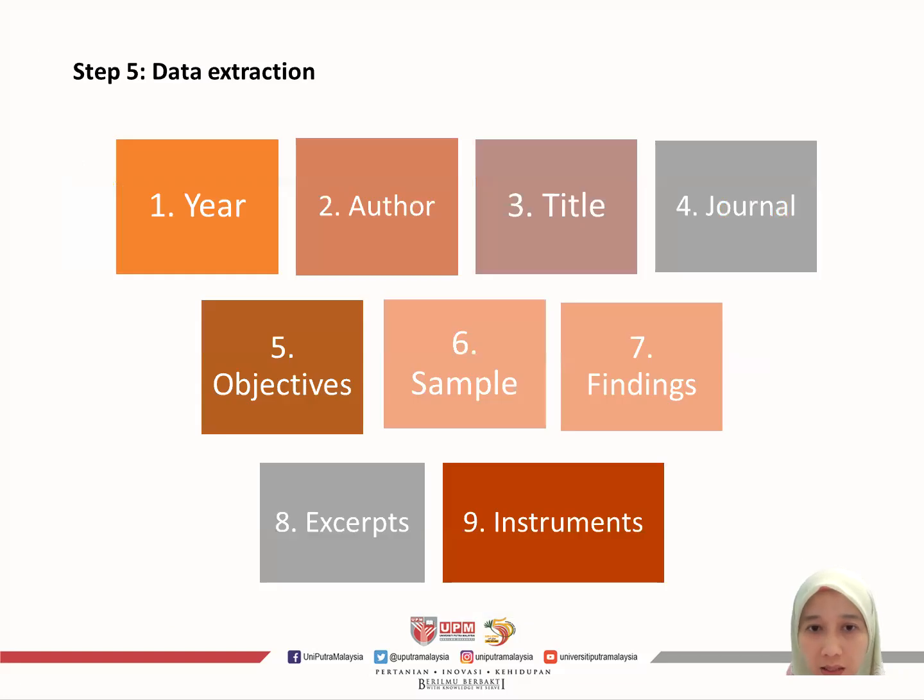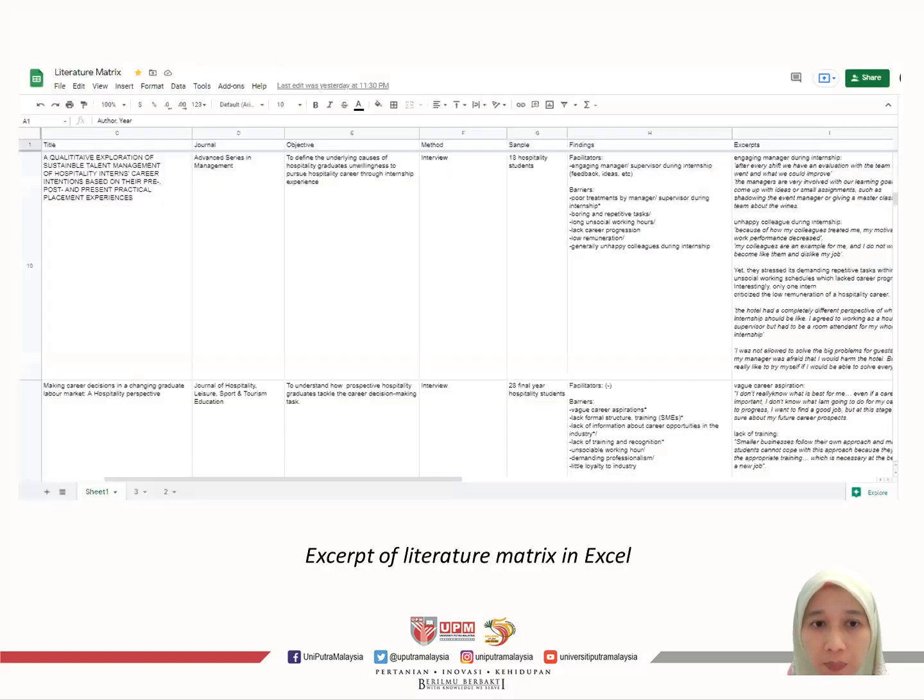Next, for the data extraction, these are the aspects that we extract: year, author, title, journal, objective, sample, finding, excerpts, and instrument. And this is the excerpt of the literature metrics in Excel.